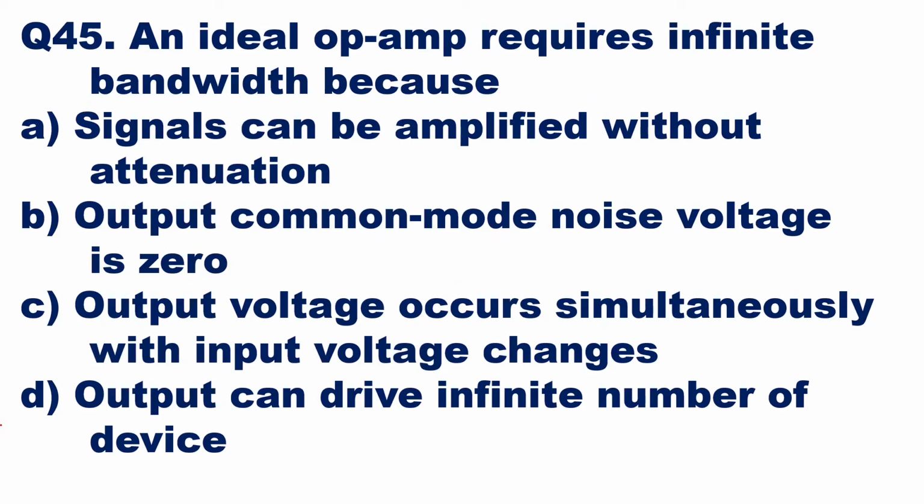An ideal op-amp requires infinite bandwidth because options are: option A, signals can be amplified without attenuation. Option B, output common mode noise voltage is zero. Option C, output voltage occurs simultaneously with input voltage changes. Option D, output can drive infinite number of devices. Now here, an ideal op-amp requires infinite bandwidth. It is a characteristic of op-amp that it is having infinite bandwidth. Now, what is the bandwidth? Bandwidth is the useful range of frequency which has been amplified by a particular amplifier.